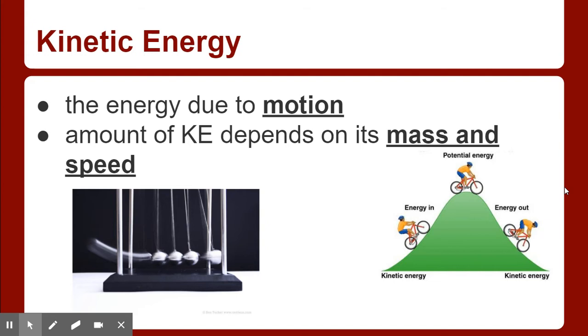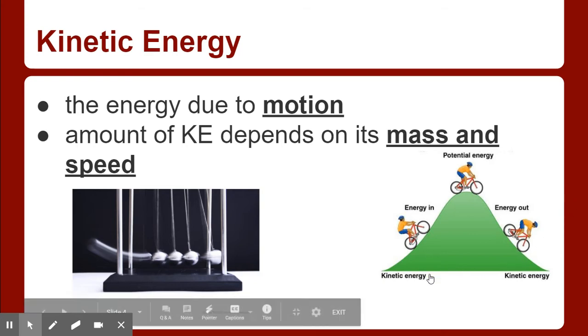Just like if a bigger item collides with something, it's going to have a much larger effect because it had more energy. Speed is another thing that can affect the amount of kinetic energy in a moving object. The faster that something is moving, the more energy it has.